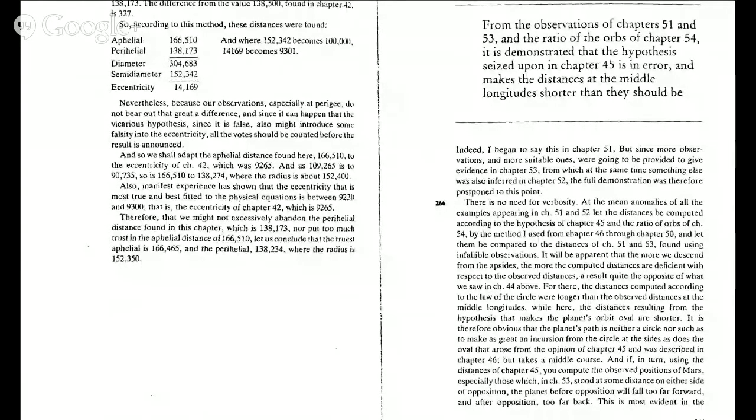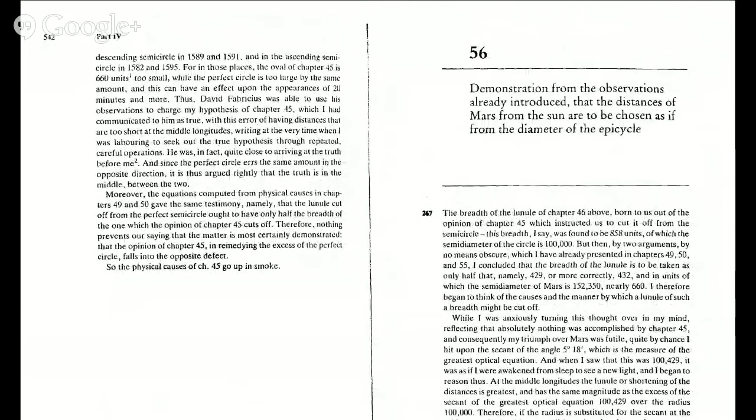This is most evident in the descending semicircle in 1589 and 1591, and in the ascending semicircle in 1582 and 1595. For in those places the oval of chapter 45 is 660 units too small, while the perfect circle is too large by the same amount. And this can have an effect upon the appearances of 20 minutes and more.